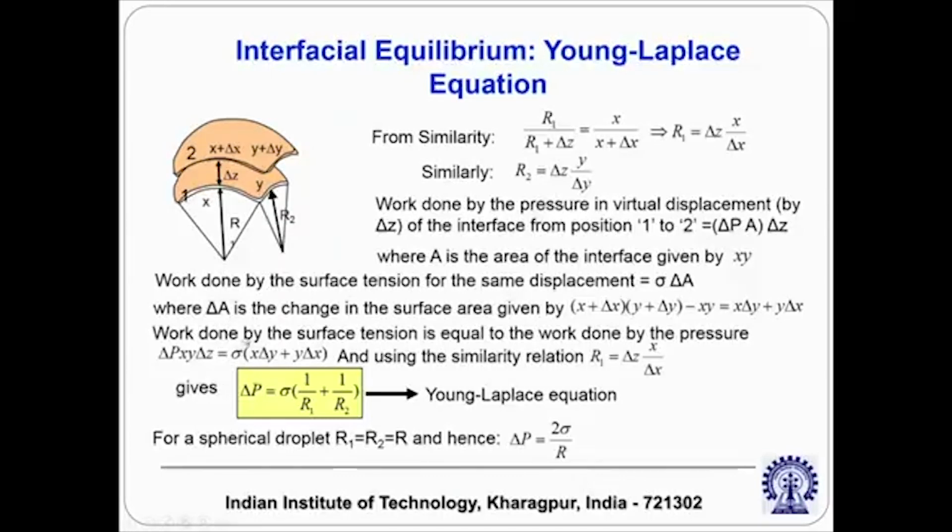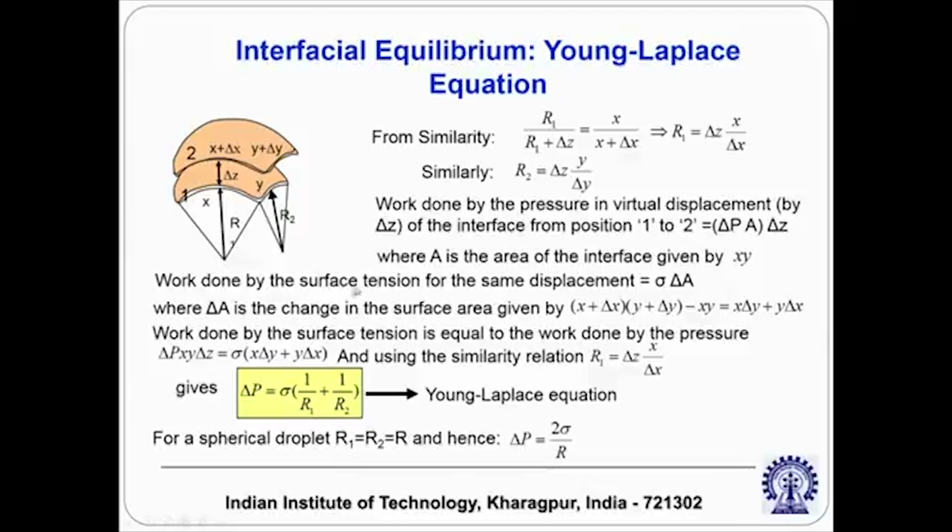So, the change in area is (x plus delta x) into (y plus delta y) minus xy, and that becomes x delta y plus y delta x. Now, from geometric similarity, you can write r1 divided by (r1 plus delta z) is equal to x by (x plus delta x). So, that means r1 is delta z into x by delta x. Similarly, r2 from the same geometric principle is delta z into y by delta y.